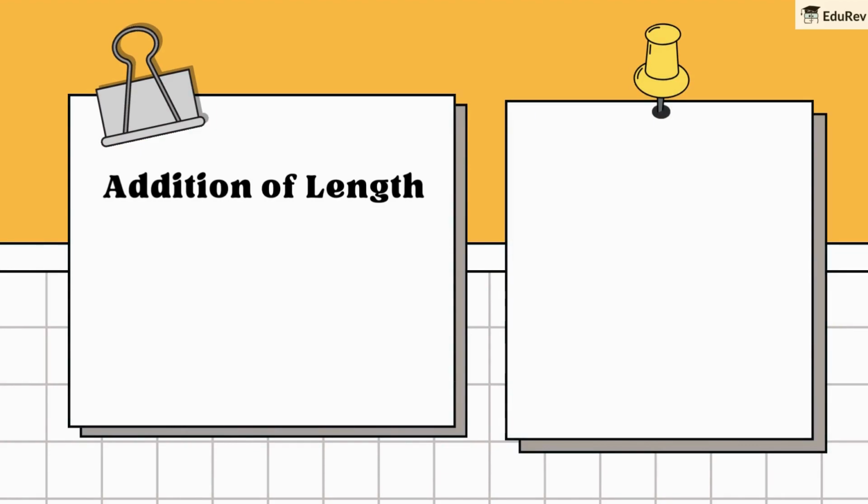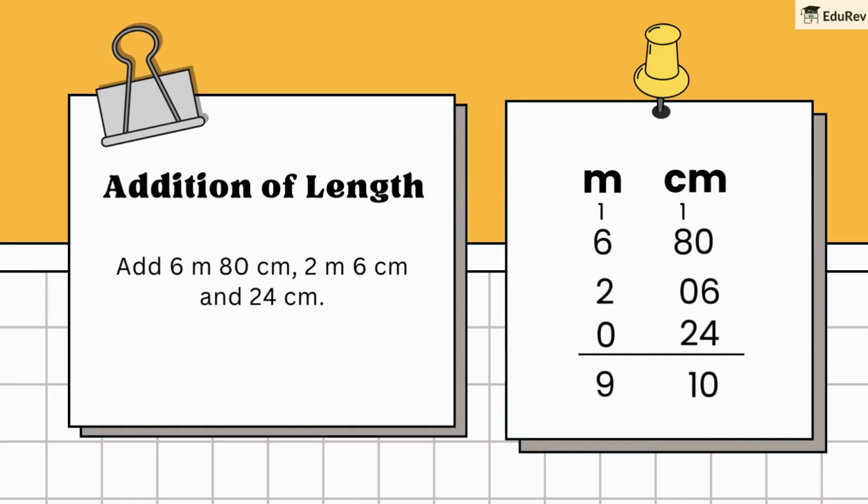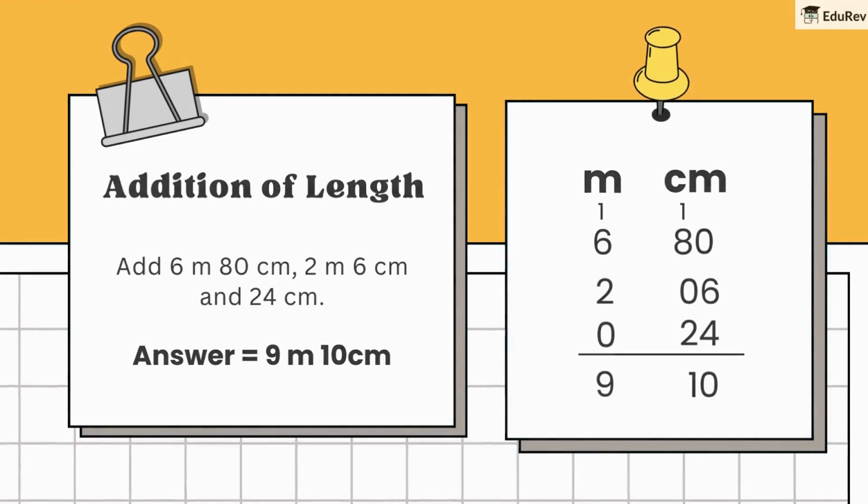Addition of length. Sometimes, we need to add lengths together. Let's say we have 6 meters and 80 centimeters, 2 meters and 6 centimeters, and another 24 centimeters. Adding them, we get 80 plus 6 plus 24 is equal to 110 centimeters. It can be written as 1 meter plus 10 centimeters. Also, 6 plus 2 plus 0 plus 1 is equal to 9 meters. So, the answer becomes 9 meters and 10 centimeters. Adding lengths helps us understand combined distances or sizes.